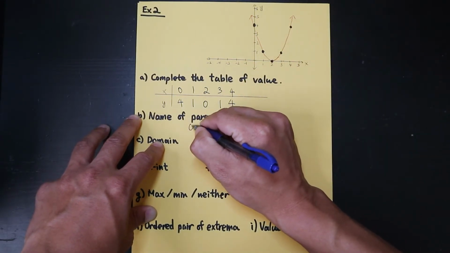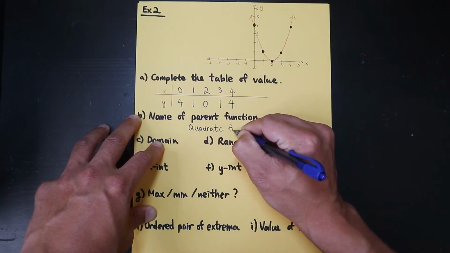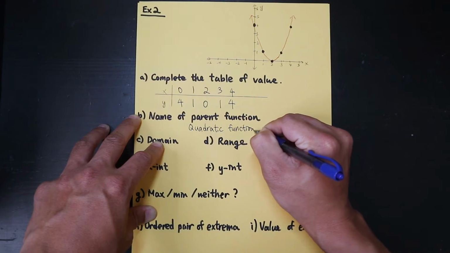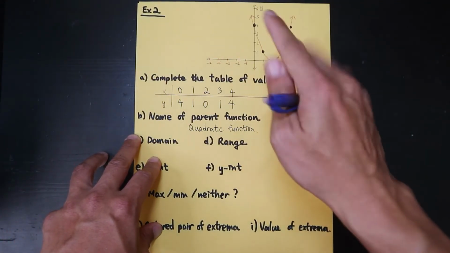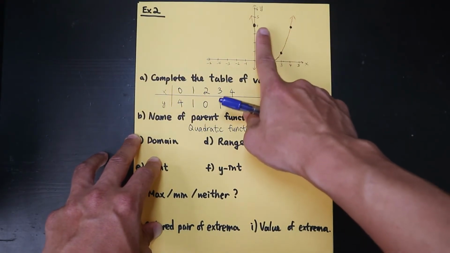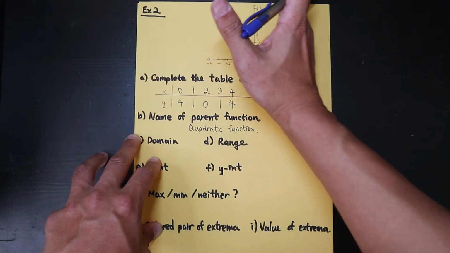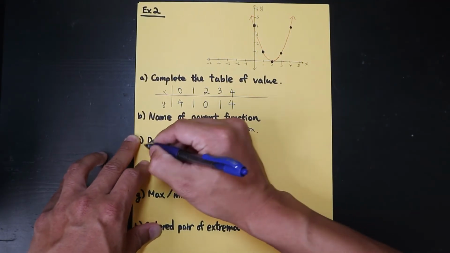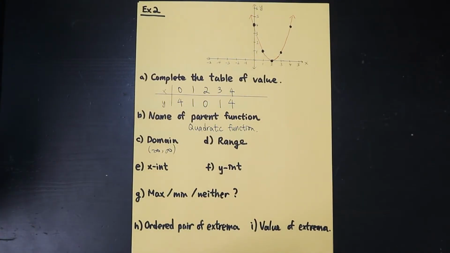Well, the name of the parent function is quadratic because it looks like a U shape. So it's a quadratic function. Now, domain will be very similar. If you look at this U shape, it's going to the left all the way with an arrow pointing all the way to the left. And the same thing to the right, this arrow is telling you that this U shape continues all the way to the right. So for your domain, it's -infinity, infinity with parentheses on both ends.